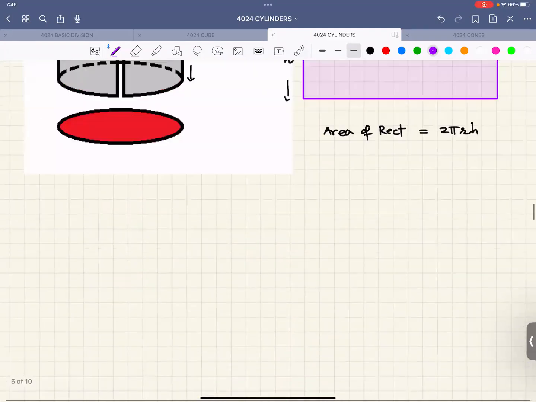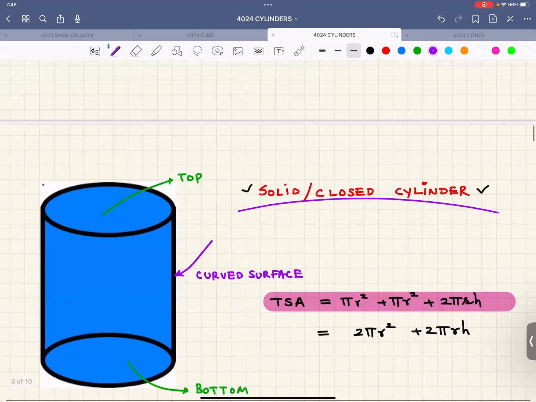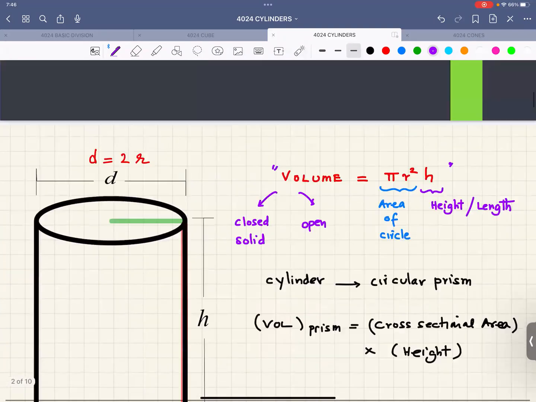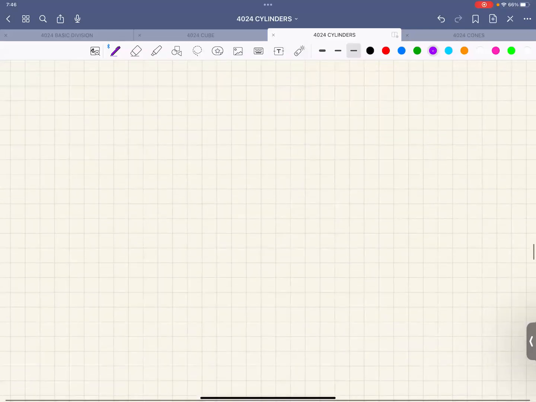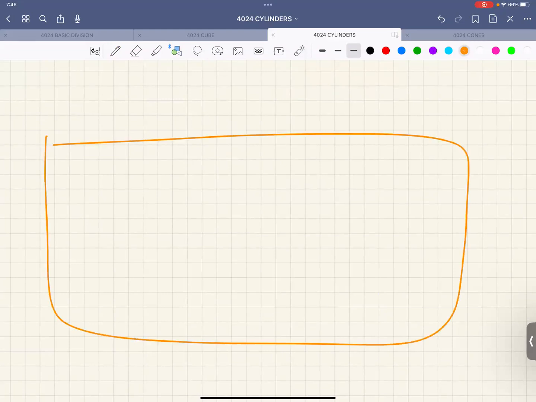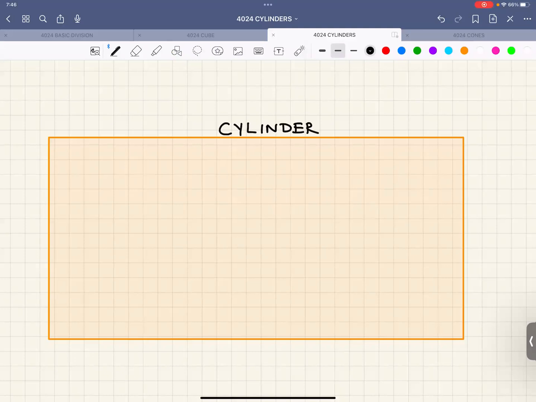So now let's summarize everything that we have learned so far. The total surface area for a solid versus an open cylinder. So let's write everything down in one place, and let me draw a box over here. So therefore, this is for a cylinder. Two categories: there is the closed or solid cylinder versus there is an open cylinder.